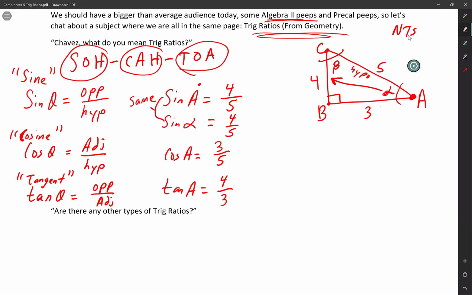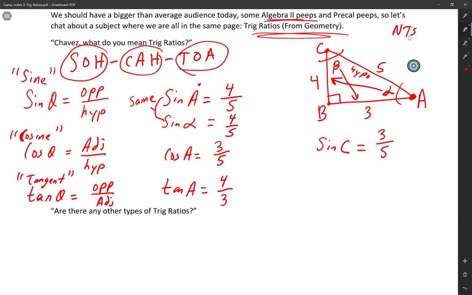So let's talk about the vertex C. We're going to do it again. So here we go. Sine C. Well, let's see. Sine is opposite over hypotenuse. Opposite of this angle, which is called beta, is 3, so 3. And then the hypotenuse is still 5, so 3/5.